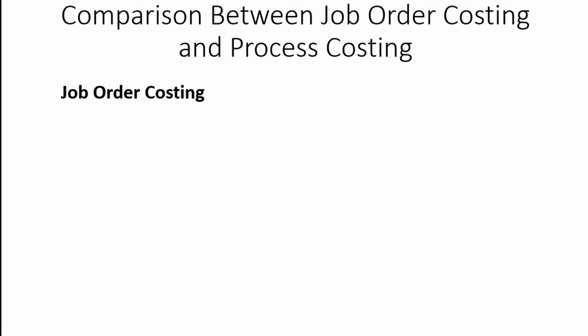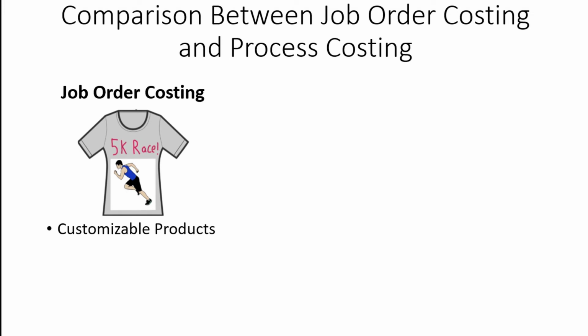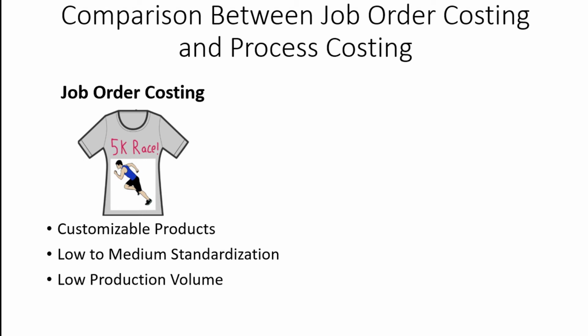With job order costing, each order has the ability to be customized by the customer. We use the example of custom t-shirt orders that could range from 5K participant shirts to shirts for an elementary school class field trip. There's low to medium standardization with job order costing, and each order can be quite different. Because of the customization aspect of job order costing, production volume tends to be relatively low when compared to process costing. The cost object whose cost is calculated as part of job order costing is the job, which is often kept track of on a job cost sheet.